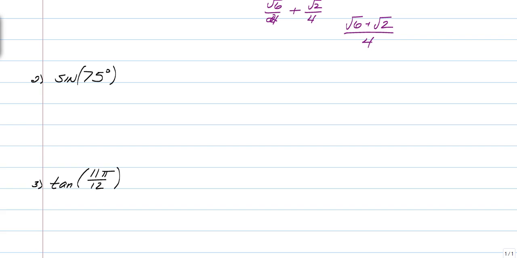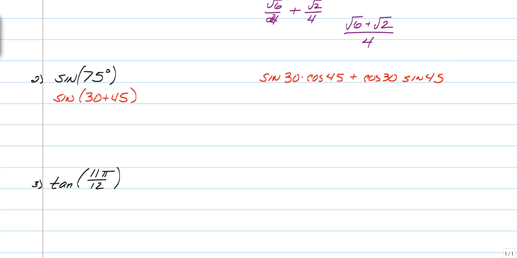Okay, so I'm guessing what you chose to do was rewrite this as the sine of 30 plus 45. So what we're going to do is use our sum of sines formula, and that's going to give us the sine of 30 times the cosine of 45, and then we are going to add that to the cosine of 30 times the sine of 45.